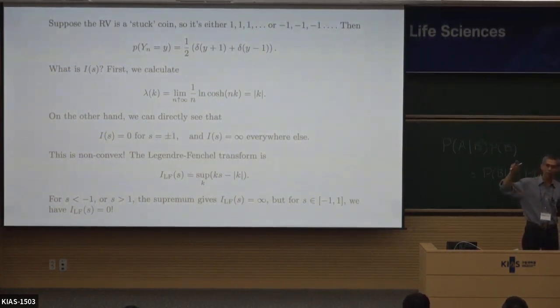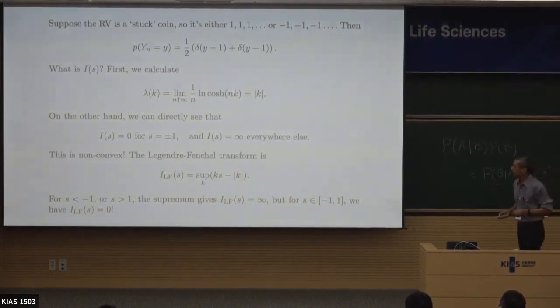Remember, it's e to the minus n rate function, right? The only values for which the rate is going to be 0 are y equals 1 and y equals minus 1, right? Everywhere else, it never gets to those values, so the rate function has to be infinite because it's e to the negative n rate function, right? So I of s is 0 for s equals plus minus 1, and all the other values are infinite. They're never observed.